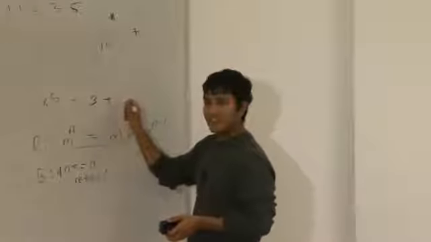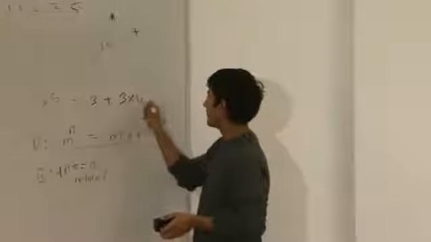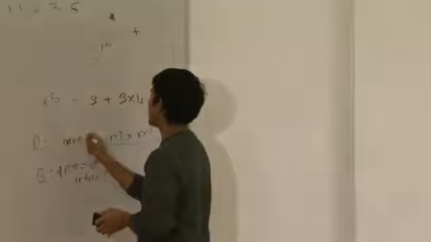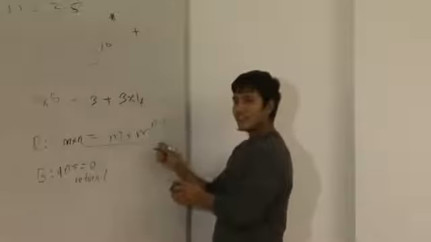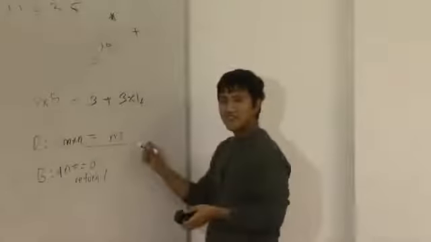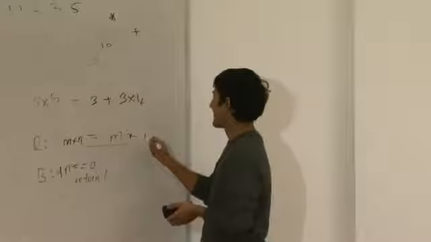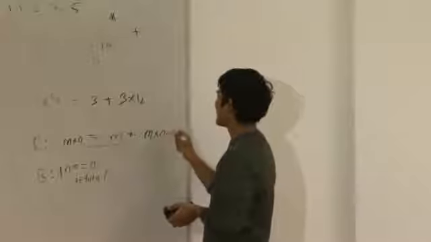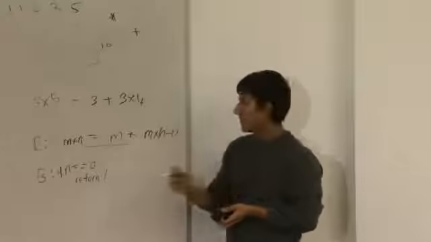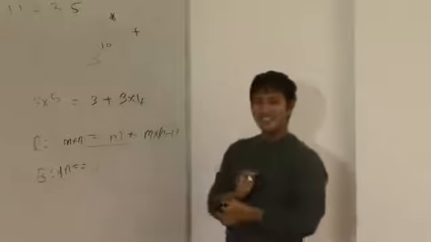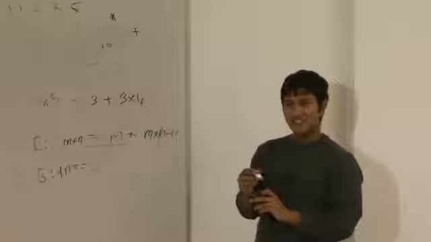3 plus 3 times 4. Here? Come on. Okay, it's simple, right? I'm insulting you. Okay. What's the base case? That is interesting. What is the base case? If n is equal to 0.